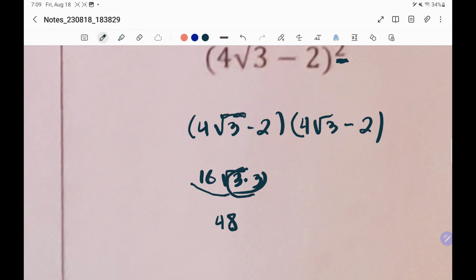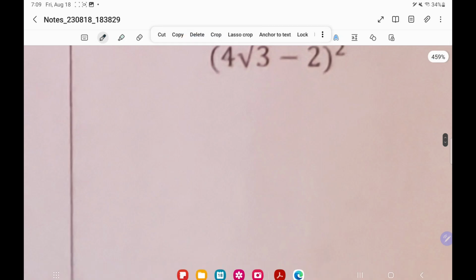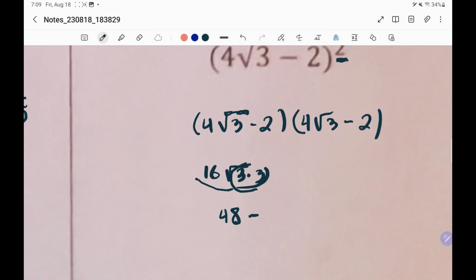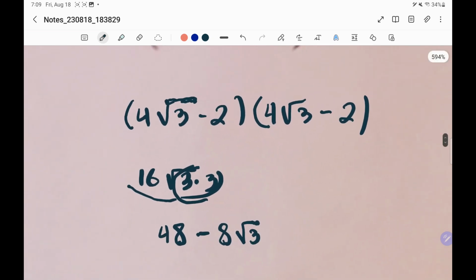So let's go ahead and do that. So what is 4 times negative 2? Negative 8 square root of 3. Okay, I'm going to keep that. That's my second one. So now I'm done with this guy.